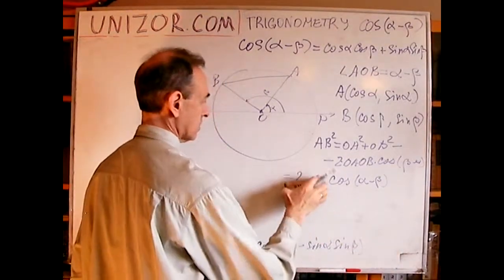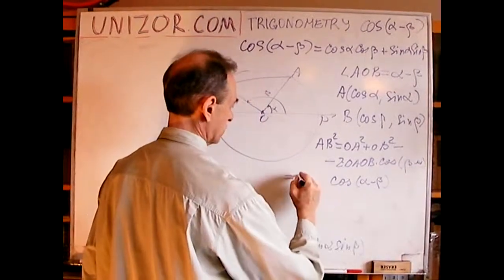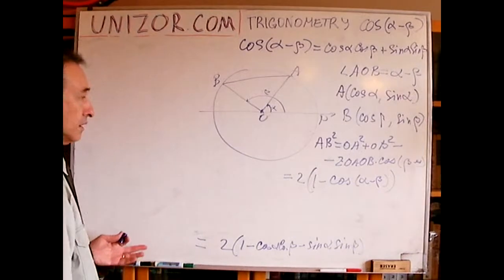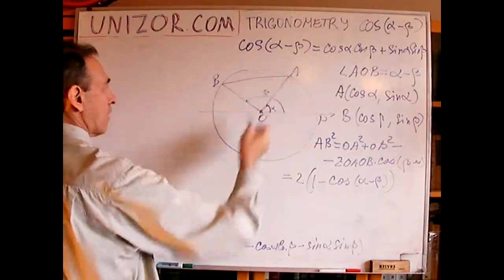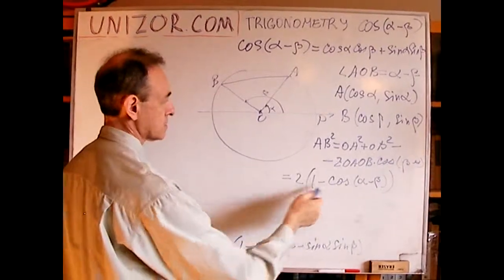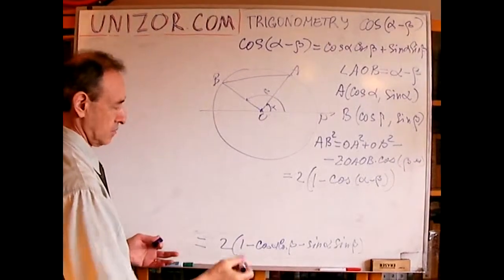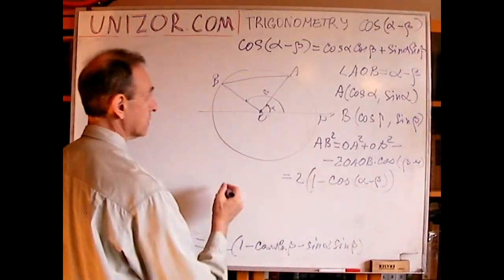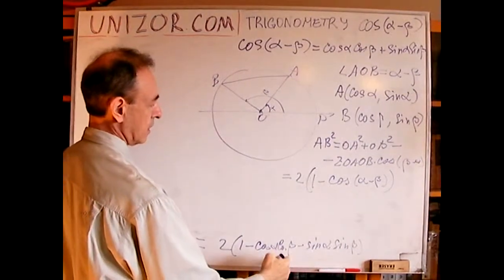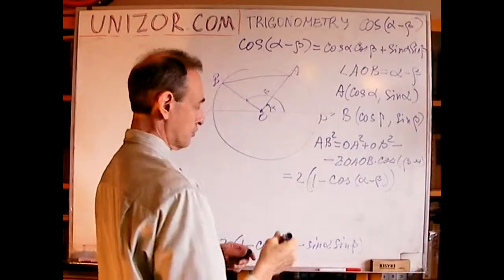Or if you wish, I can factor out 2, and I will get 2 times 1 minus. Well, look, exactly the same square of a distance between A and B is expressed in this way or in this way. So what follows? Well, obviously, the cosine of alpha minus beta is equal to cosine alpha cosine beta plus sine alpha sine beta. Exactly what we wanted to prove, right?